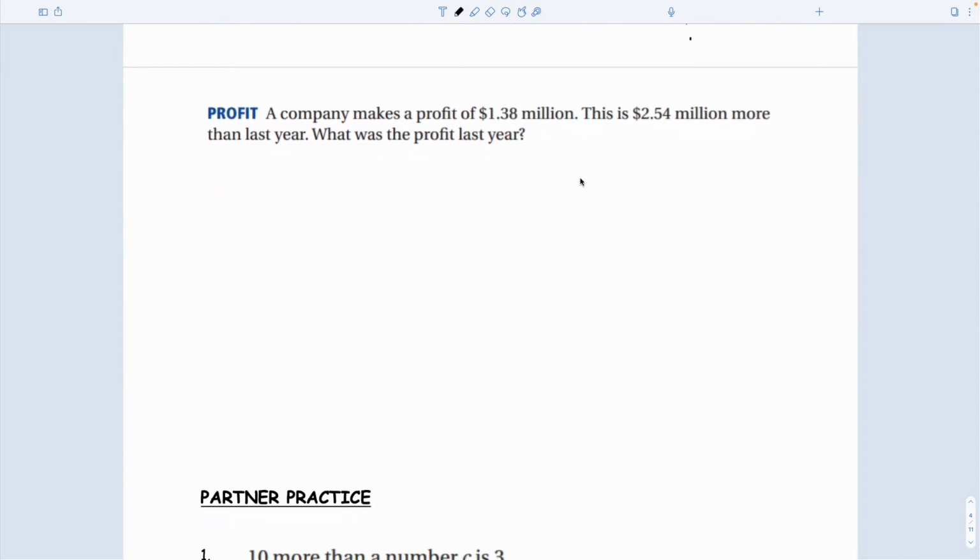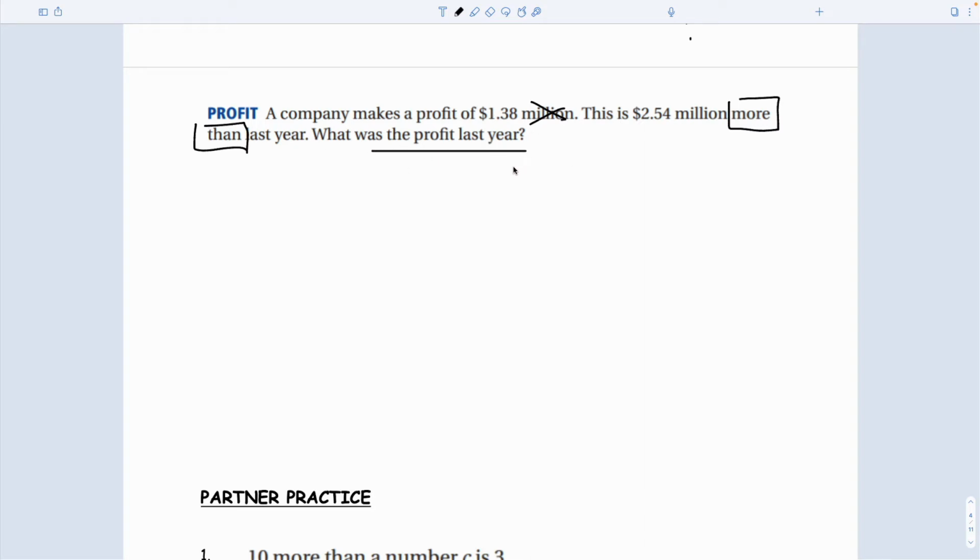Is that on the next page or is it below it? Cool. It's below. A company makes a profit of 1.38 million. Cross out the million. You don't really need that. We're just going to deal with the first portion of the number. This is 2.5 million more than last year. Annotate when you see a word you think might clue you in. What was the profit last year?